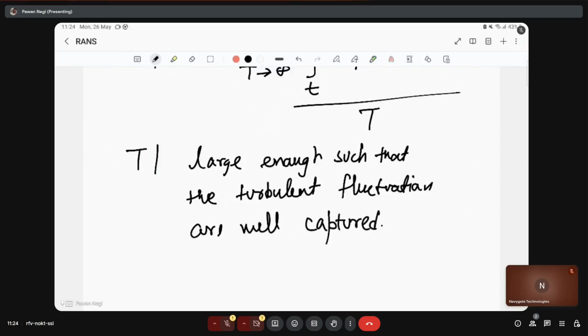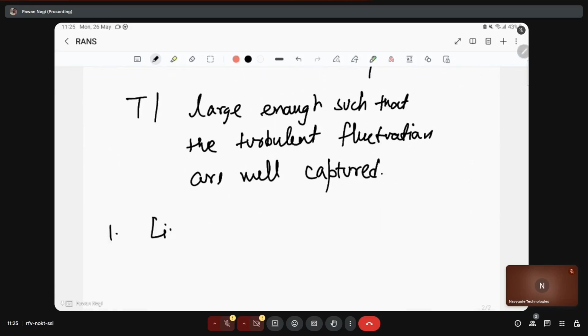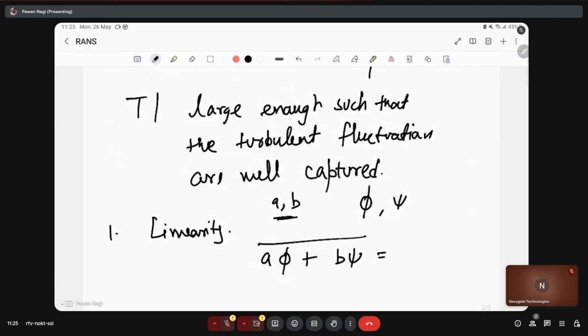Now let's see some of the properties of the Reynolds averaging operator. Number 1 is linearity. This particular operator is linear. So let's say we take two scalars a and b, and two flow variables phi and psi. If we apply this Reynolds averaging operator over this particular function, since this is linear, we can write this as a times phi bar plus b times psi bar.